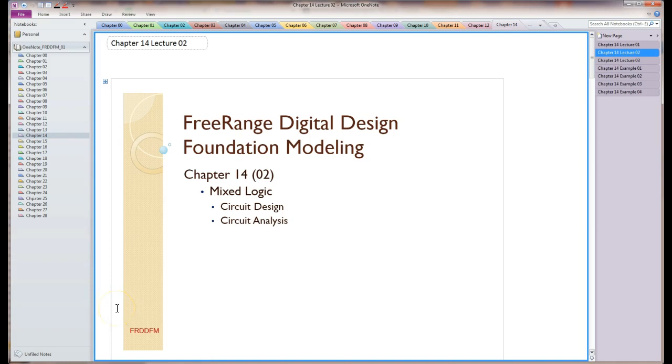This is Free Range Digital Design Foundation Modeling. This is Chapter 14, Lecture number 2. We've been dealing with mixed logic.